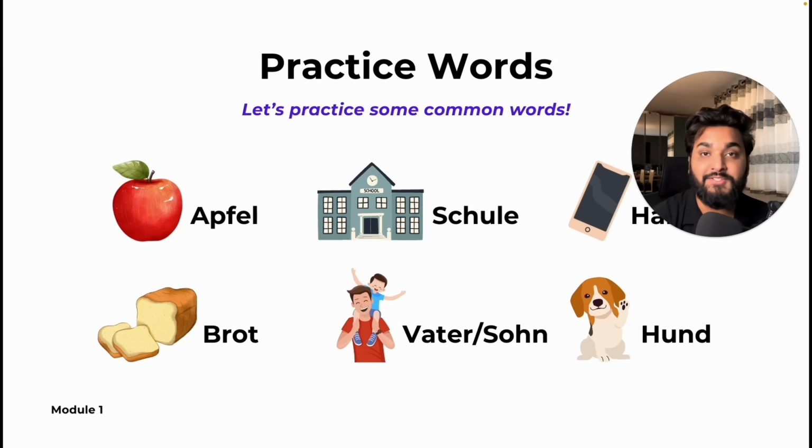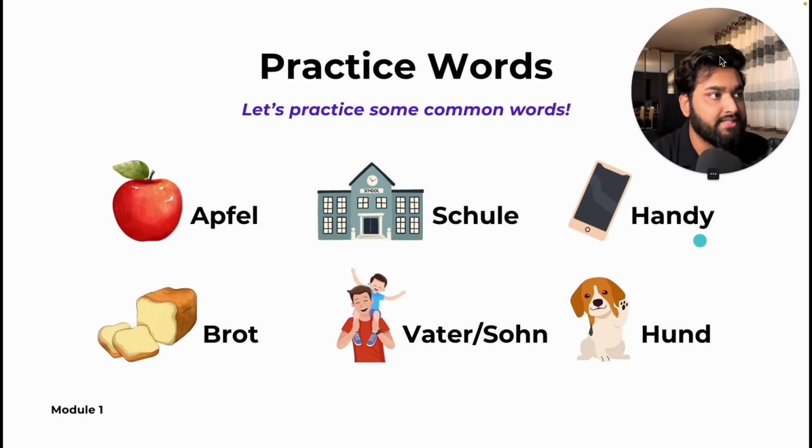Practice words. So now let's practice some common words. The first one is apple. Apple you would say in German Apfel. Then you have school. School you would say in German Schule. Then you have smartphone. Smartphone you would say Handy. So then you have Brot. Brot means bread.